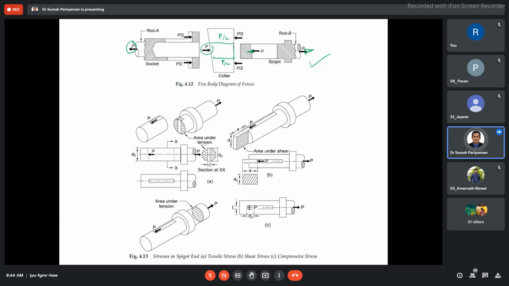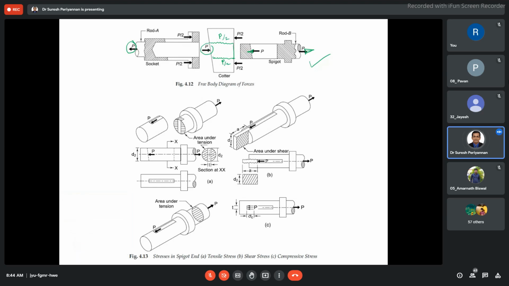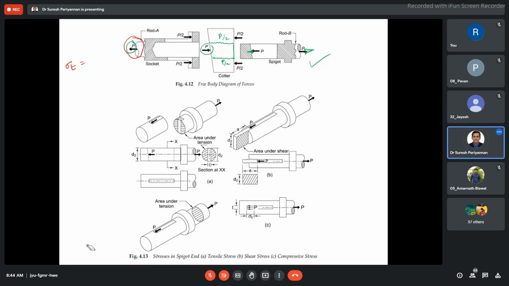Tensile failure of the rod. This is the first, we are considering this portion. We have seen this in the video also. What is the tensile failure here? Sigma T is equal to P by pi by 4 d squared. It's a very simple formula: P by pi by 4 d squared.